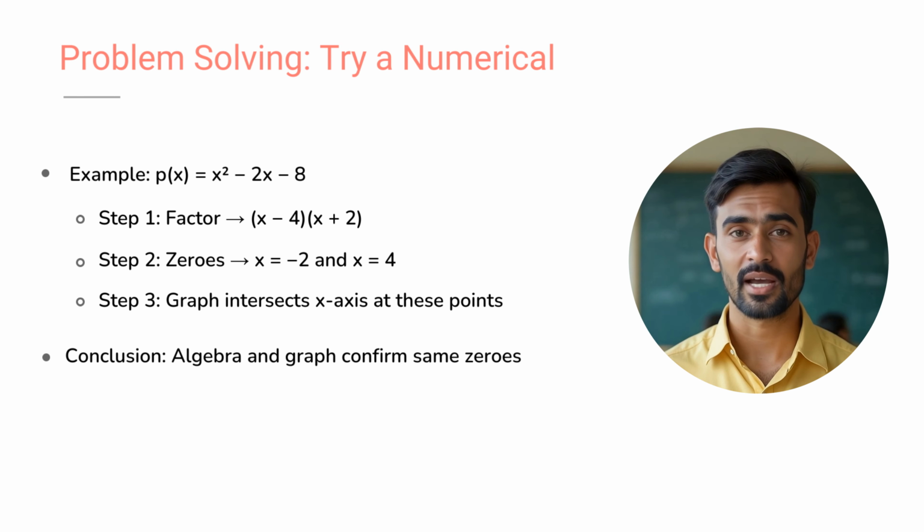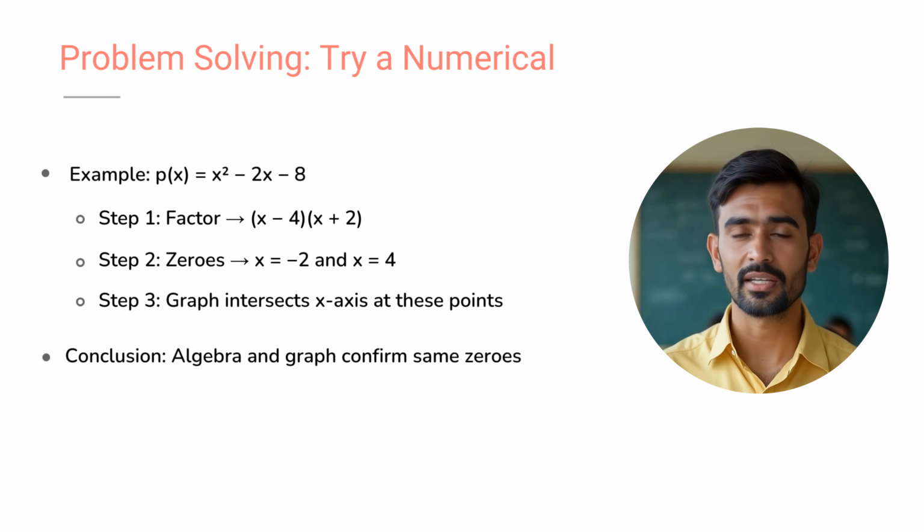Let's solve an example and connect the algebra to the graph. Take this polynomial p(x) = x² - 2x - 8. Step 1. Factor the polynomial. We find 2 numbers that multiply to -8 and add to -2. Those are -4 and 2. So we write p(x) = (x - 4)(x + 2).